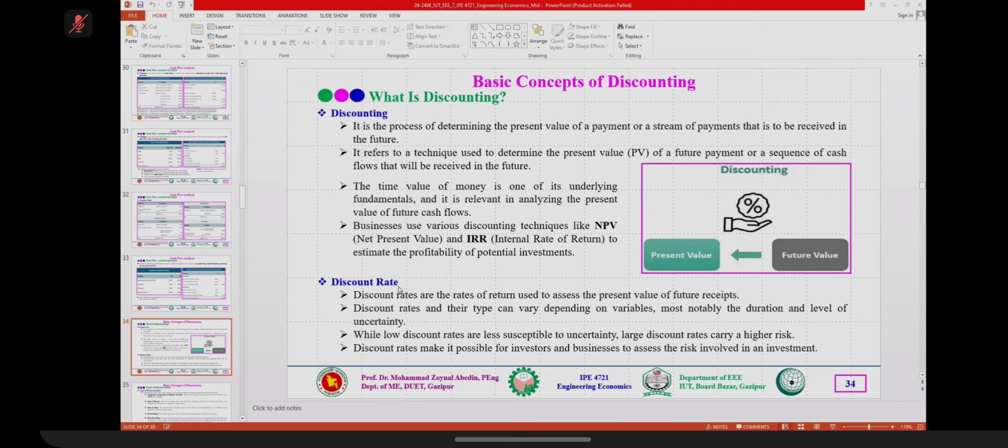So another word is the discount rate. Discount rates are the rates of return used to assess the present value of future receipts. Discount rates and their type can vary depending on variables, most notably the duration and the level of uncertainty. While low discount rates are less susceptible to uncertainty, large discount rates carry a higher risk. So we have to be in a medium range. Discount rates make it possible for investors and businesses to assess the risk involved in an investment.